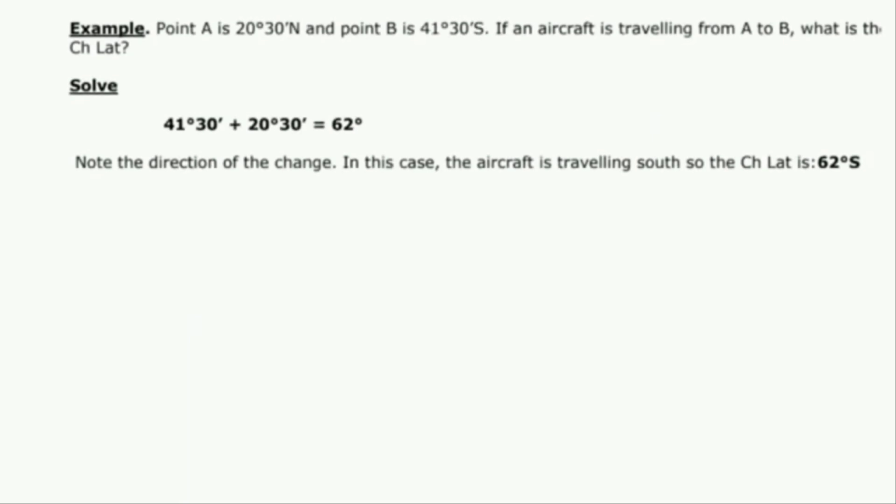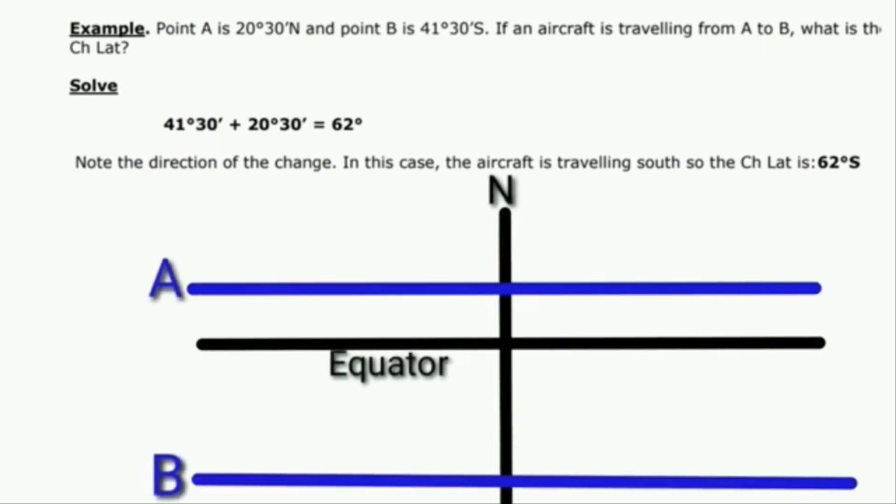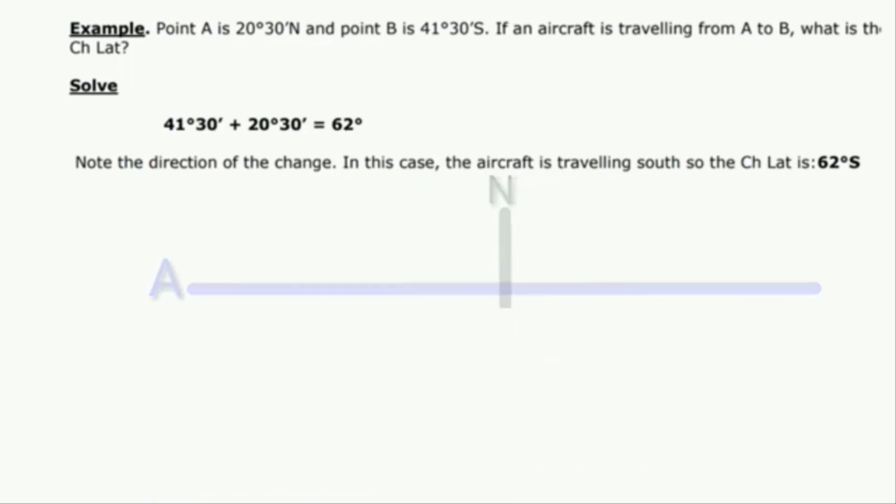Next example, point A is 20 degree 30 minute north and point B is 41 degree 30 minute south. If an aircraft is traveling from A to B, what is the chillat? Solution. From equator to point A is 20 degree and 30 minute north, and from equator to point B is 41 degree 30 minute south. So the difference will be 41 degree 30 minute plus 20 degree 30 minute, that will be 62. So the final answer is 62 degrees south because the aircraft is traveling toward the south.